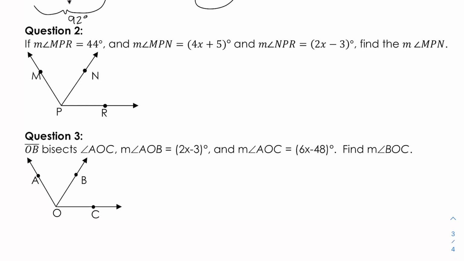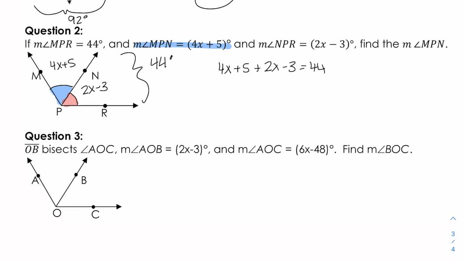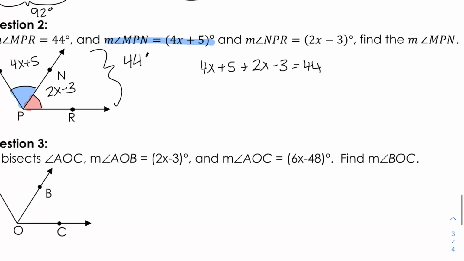Okay, question 2. MPR, that whole angle, is 44 degrees. MPN is 4x plus 5, so that's this one right here. And then NPR is 2x minus 3. Find the measure of MPN. If I add the red angle and the blue angle, it's going to equal 44 degrees. So I'm going to say 4x plus 5 plus 2x minus 3 is equal to 44. And yes, I know it's not drawn to scale, but that's okay.